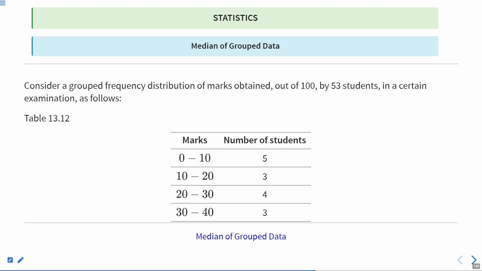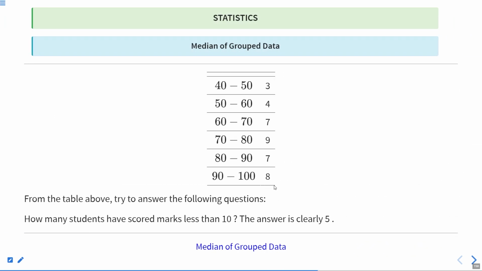So consider a grouped frequency distribution of marks obtained out of 100 by 53 students in a certain examination as follows. Here we have table 13.12. Marks 0 to 10, number of students 5; 10 to 20, number of students 3; 20 to 30, number of students 4; 30 to 40, number of students 3; 40 to 50, number of students 3; 50 to 60, number of students 4; 60 to 70, number of students 7; 70 to 80, number of students 9.